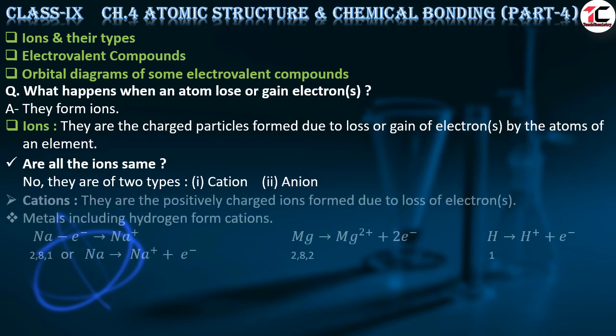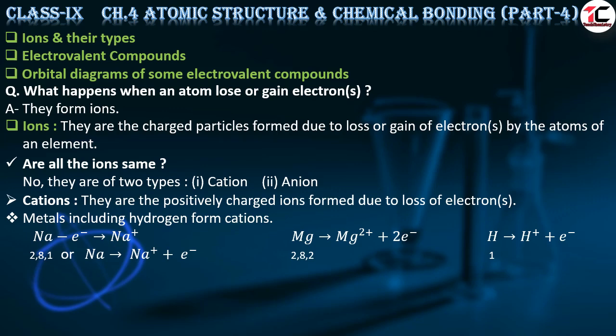What are cations? Cations are the positively charged ions formed due to loss of electrons. Metals, including hydrogen, form cations. Let us see an example. Sodium atom, its electronic configuration is 2,8,1. So it has to lose one electron to complete its octet. So it will lose one electron and form the sodium ion.